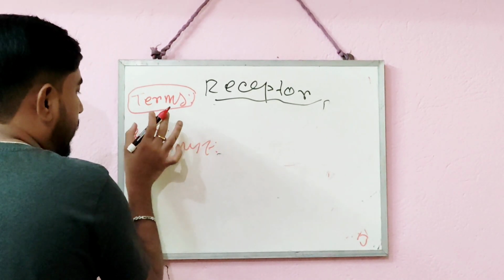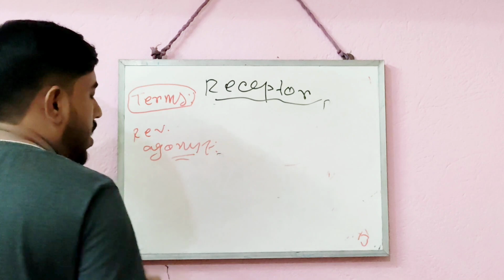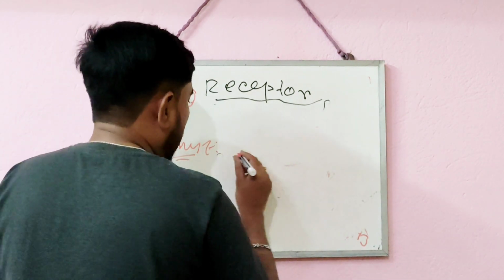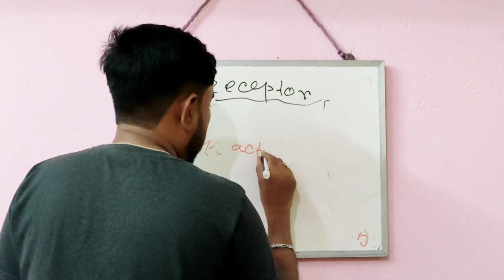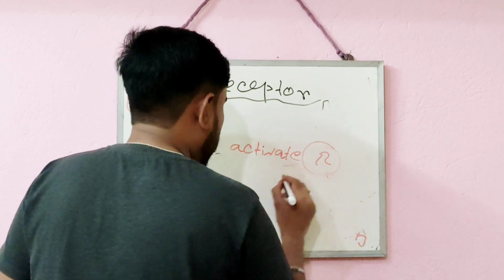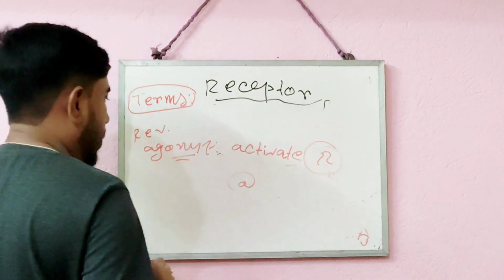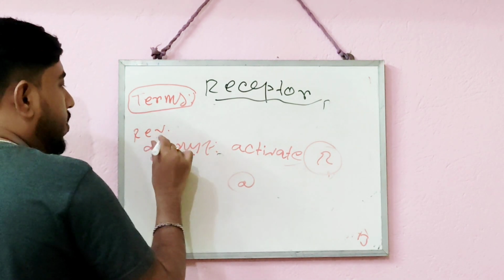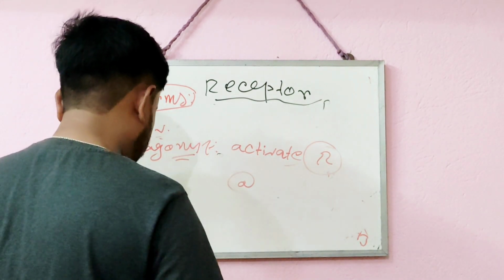First thing, just forget the reverse. Just remember agonist. Agonist, what I told you, is a drug that will activate the receptor and show its specific action. Now just think about reverse. Reverse means what? Reverse means opposite.